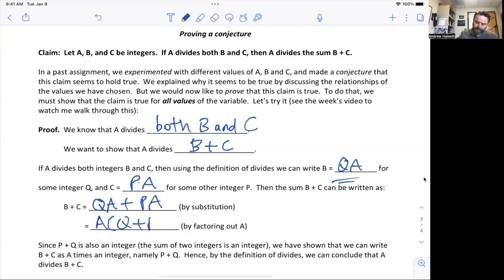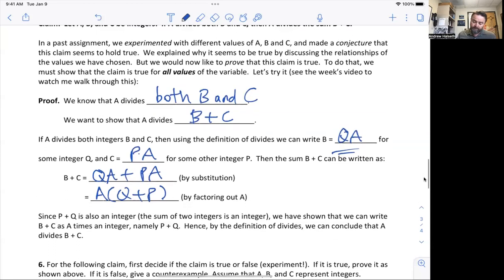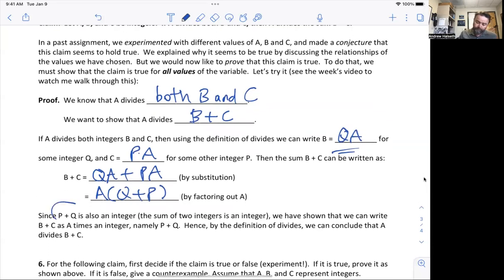And I'm left with Q plus P. But Q plus P, or P plus Q, is also an integer. So look what we've written. We've written B plus C as A times some integer. So that means A divides B plus C. That's the definition of divides. If you can write A times something equals B plus C, that means that A divides B plus C. Hence, we have shown that A divides B plus C.